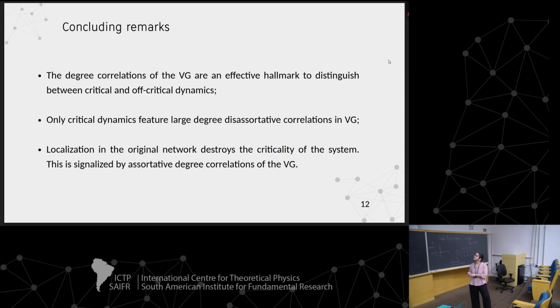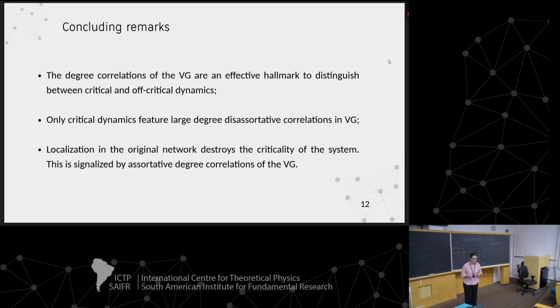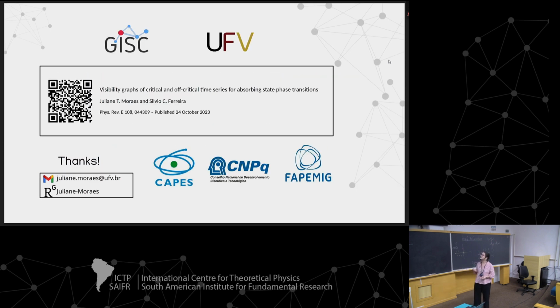So, just to conclude, what we saw is that the visibility graphs can be a good tool to investigate this difference between critical and off-critical time series in the first place. The second point is that only critical dynamics feature that large degree disassortativity. So the method has never given to us a false positive so far, right? And we are working on that at this very moment, that localization destroys criticality, and that, for example, at least for the models we studied, we see that the degree correlations of the visibility graph are able to capture this. So I'll leave you with our paper we published last year. I hope the follow-up is out soon. And thank you very much for your attention.